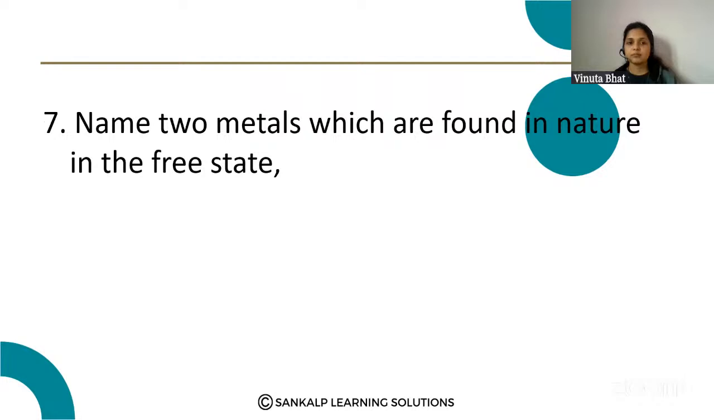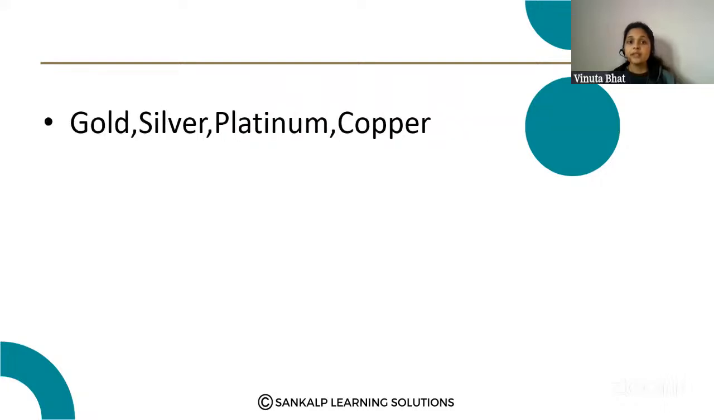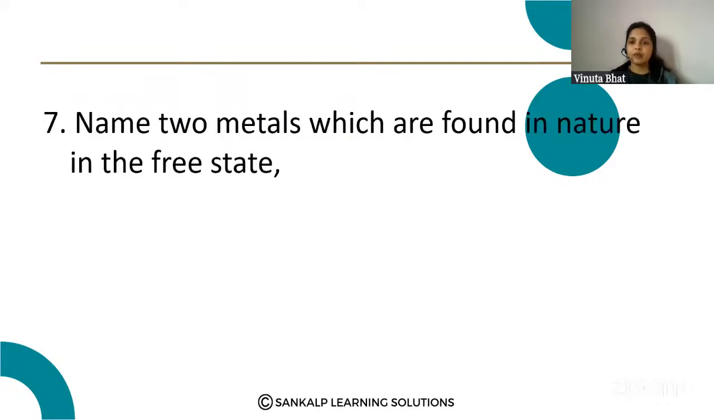Next question. Name two metals which are found in nature in the free state, not in a compound form. Gold, silver, platinum, copper, these metals are found in nature in the free state. Note down the question. Name two metals which are found in nature in the free state.